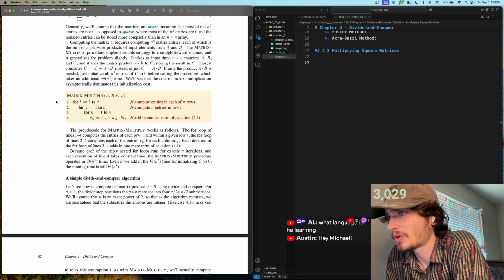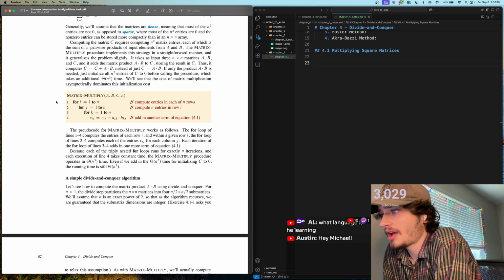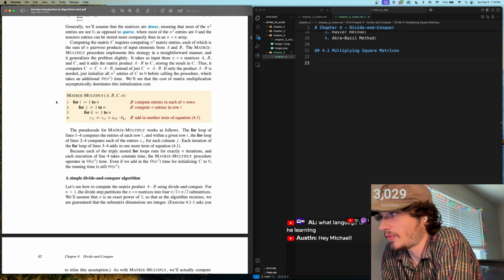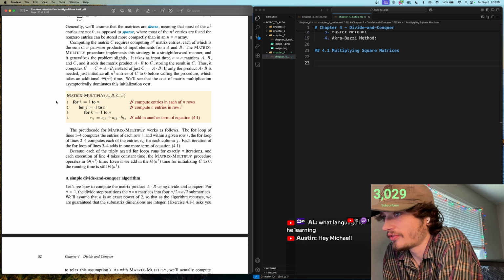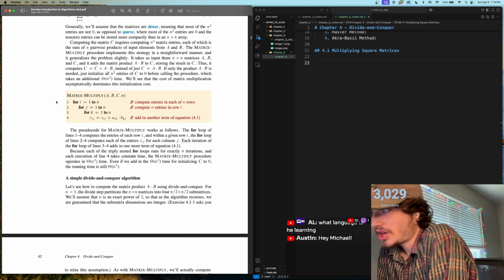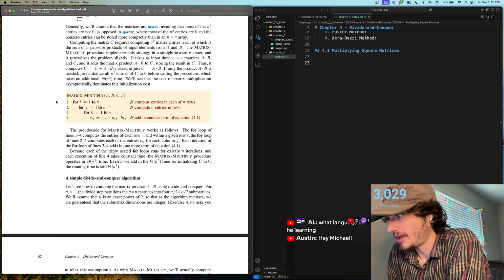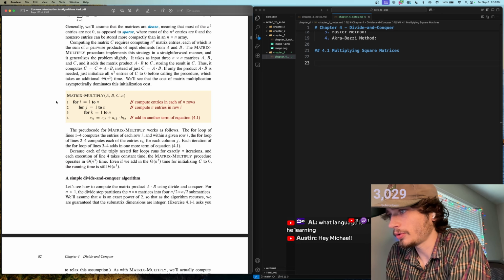The for loop of lines 1 through 4 computes the entries of each row i, and within a given row i, the for loop of lines 2 through 4 computes each of the entries C of i, j for each column j. Each iteration of the for loop of lines 3 through 4 adds in one more term of equation 4.1.